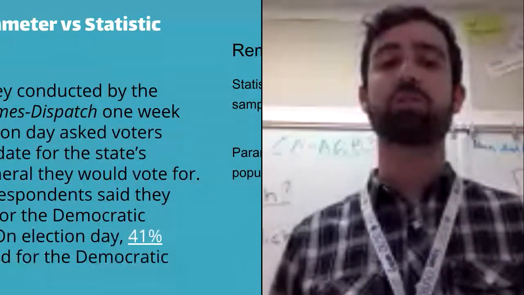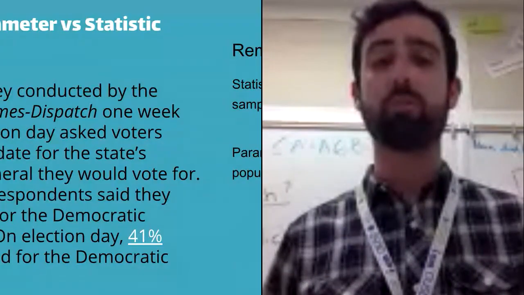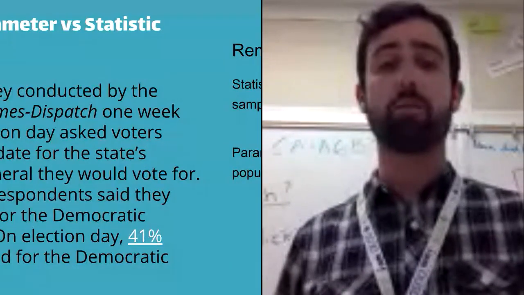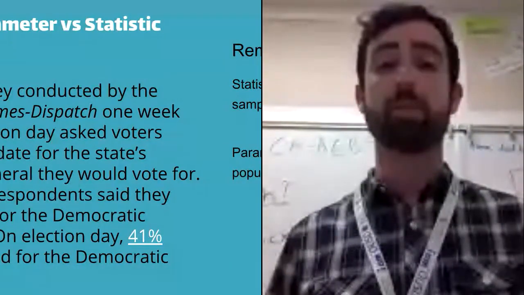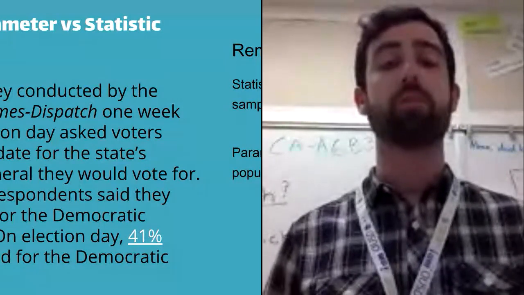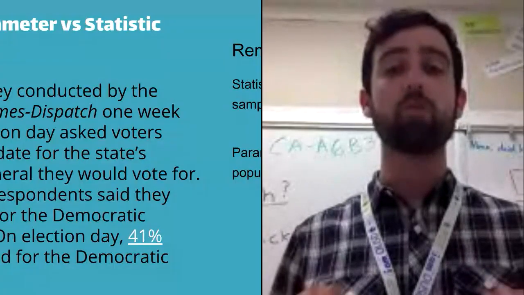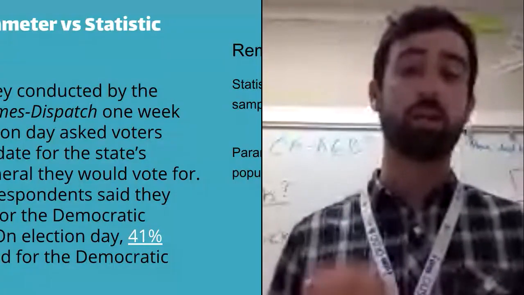Election Day asked voters which candidate for the state's attorney general they would vote for. 37% of respondents said they would vote for the Democratic candidate. On Election Day, 41% actually voted for the Democratic candidate. So we want to know, what are those numbers in white? What do they represent? Are they statistics or are they parameters?